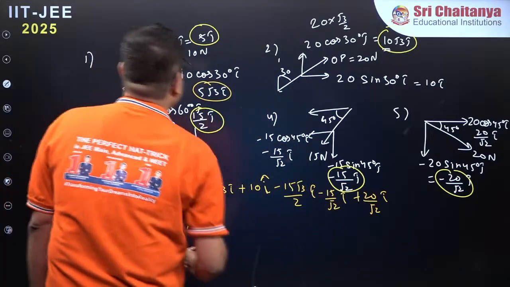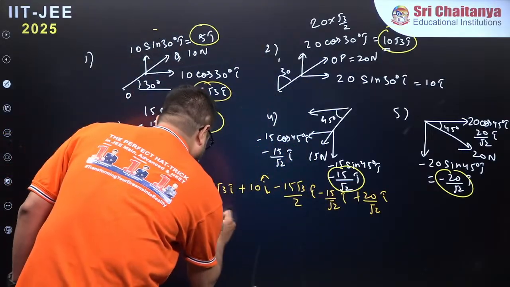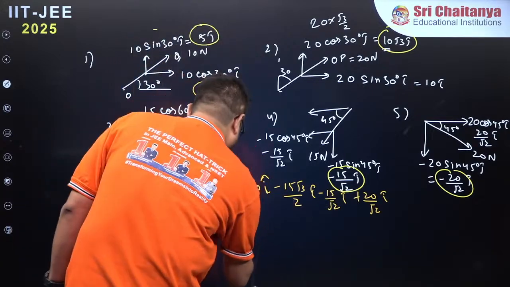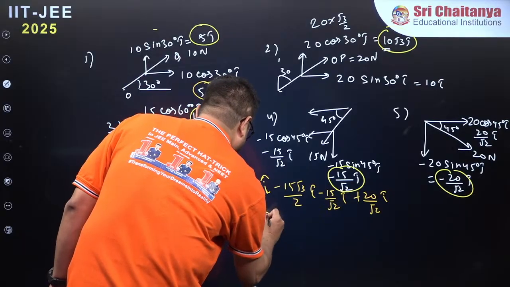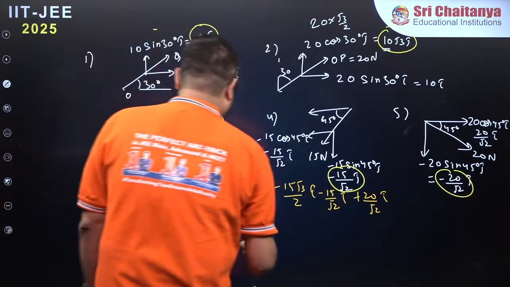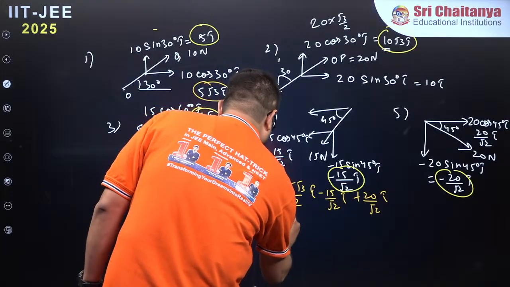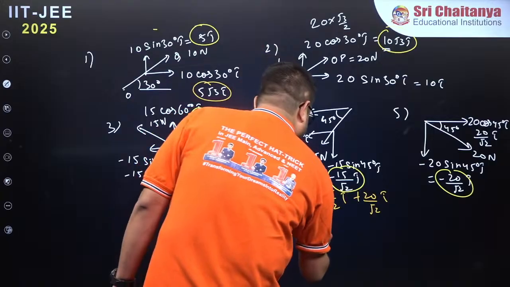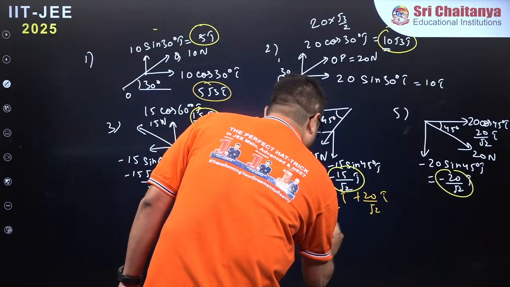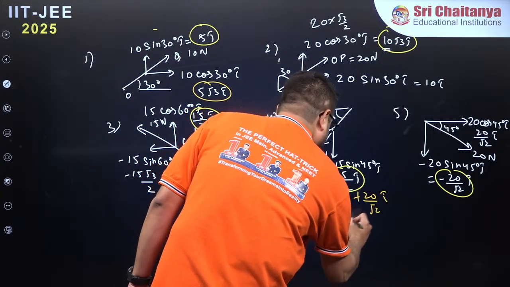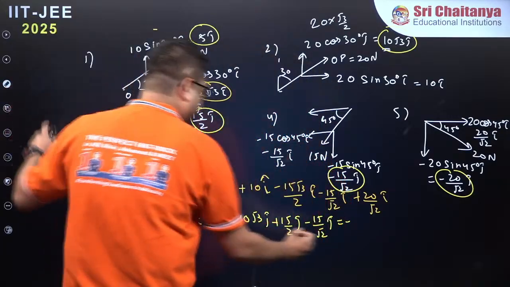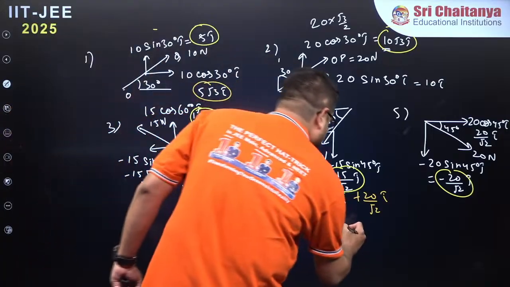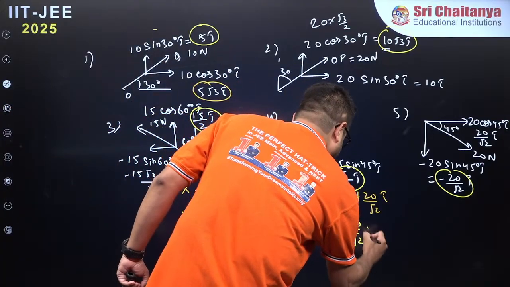So y is going to be equivalent to, you can say, 5 j cap, isn't it? Over here I was having 20 cos 30, so it is plus 10 root 3 j cap, isn't it? And over here once again I was having 15 by 2 j cap, isn't it? Over here I was having minus 15 by root 2 j cap, and over here I was having minus of 20 by root 2 j cap, everyone.